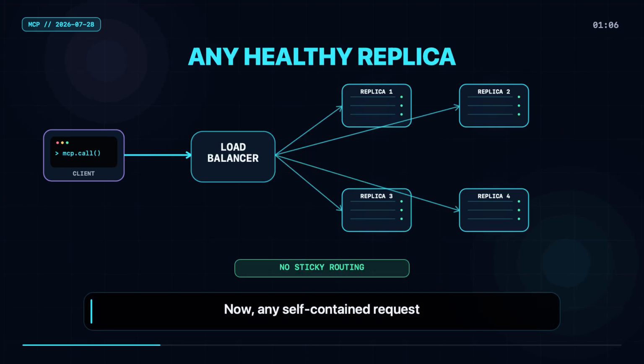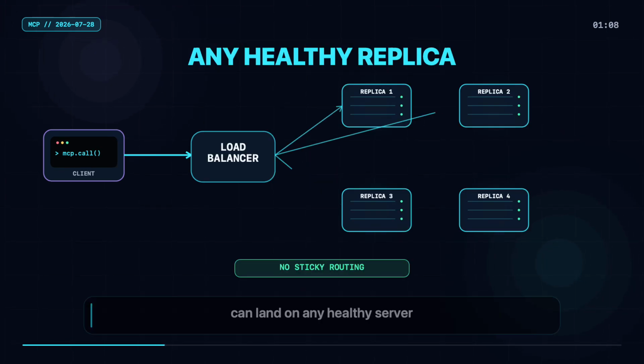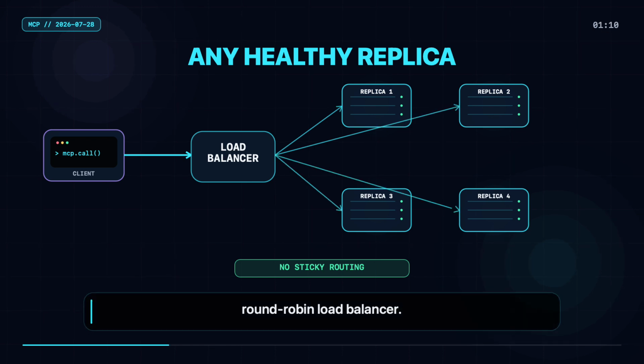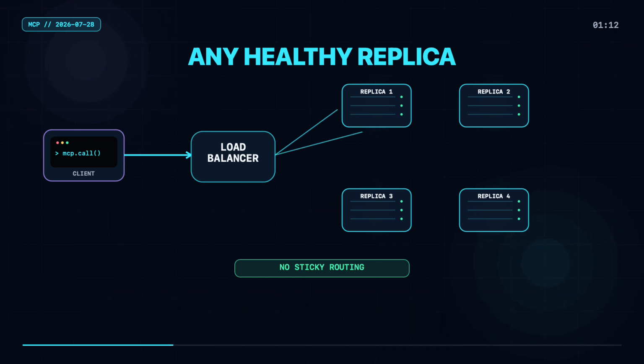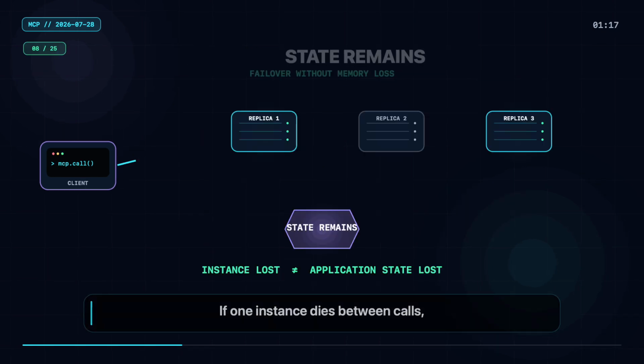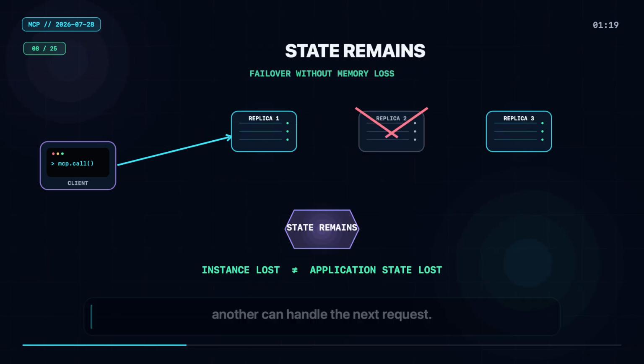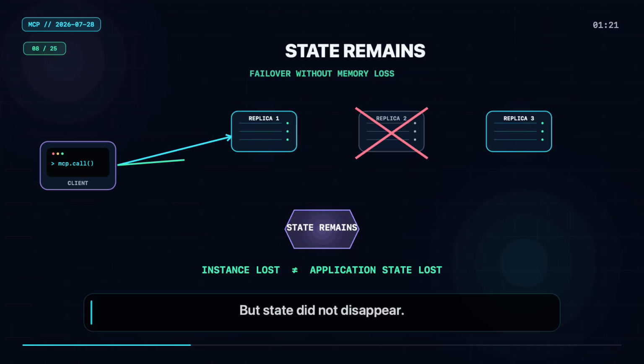Now, any self-contained request can land on any healthy server replica behind a normal round-robin load balancer. No sticky routing for protocol negotiation, no shared protocol session store. If one instance dies between calls, another can handle the next request. But state did not disappear.